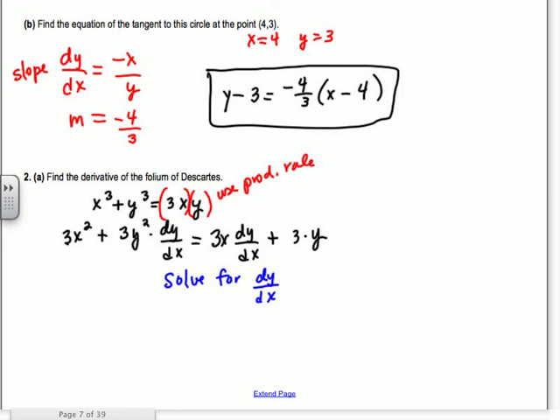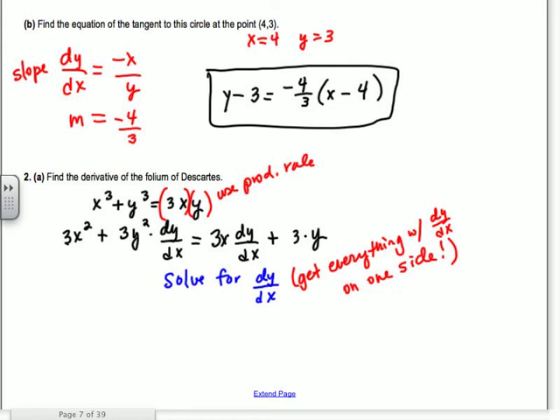You somehow factor, that's true. But what do we have to do first? You could divide by 3 everywhere, but that's not really going to help us yet. You can do what? Yep, get everything that has dy over dx on one side. Everything else goes on the other side.